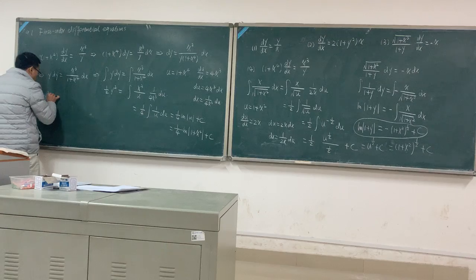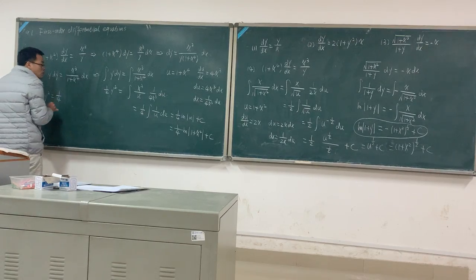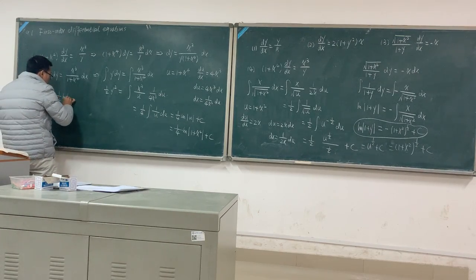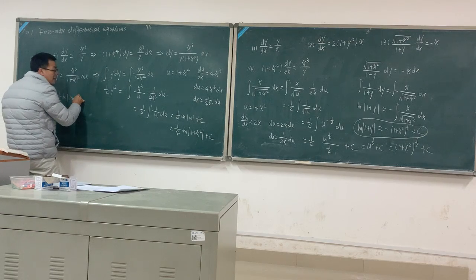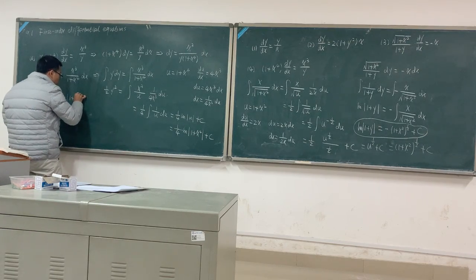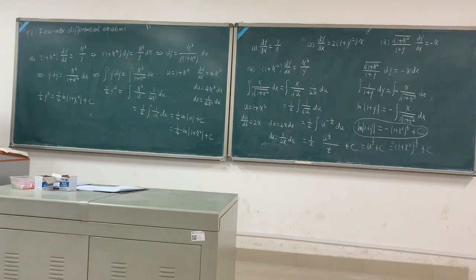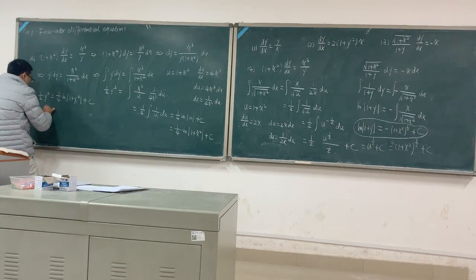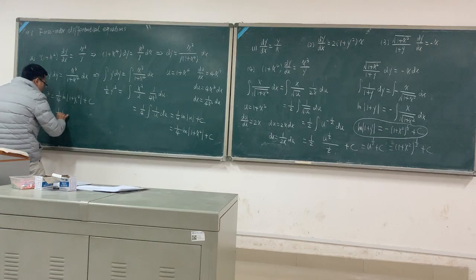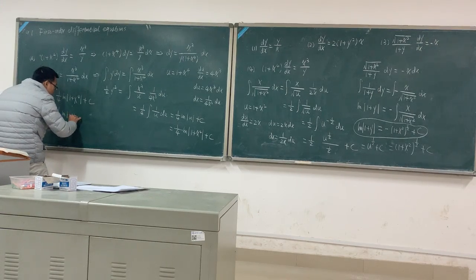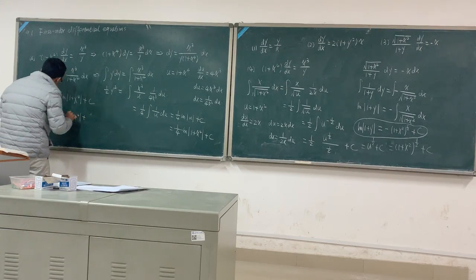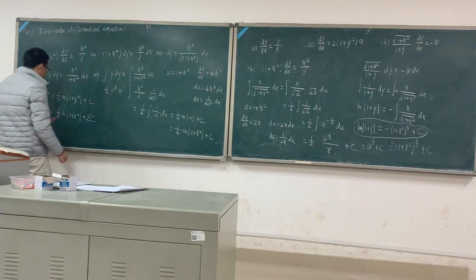So the result is half y squared equals 1 over 4 ln absolute value of 1 plus x to the fourth power plus the constant C. Of course, you can multiply by 2 on both sides. So the result is y squared equals half ln absolute value of 1 plus x to the fourth power plus 2C. Okay.